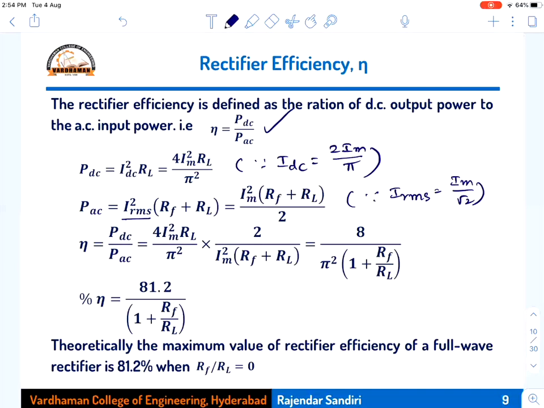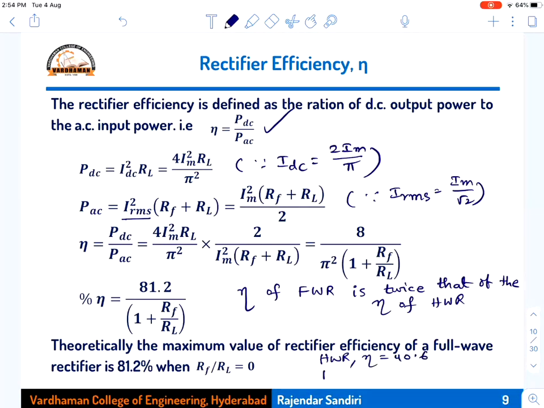So the efficiency of full wave rectifier is twice that of the efficiency of half wave rectifier. For the half wave rectifier the efficiency is 40.6, and for the full wave rectifier you got 81.2. Very important: the disadvantage of the half wave rectifier is that the efficiency is less, 40.6. Now for the full wave rectifier it has doubled, so 81.2.